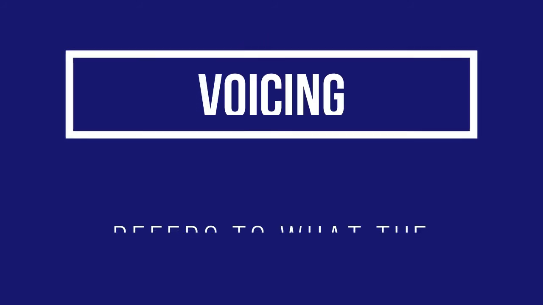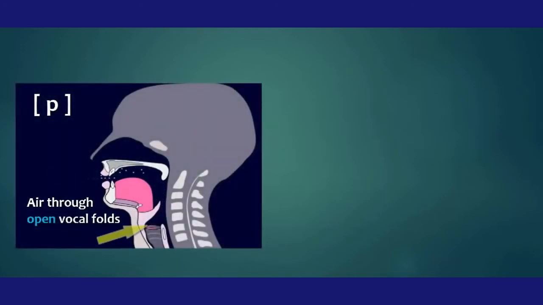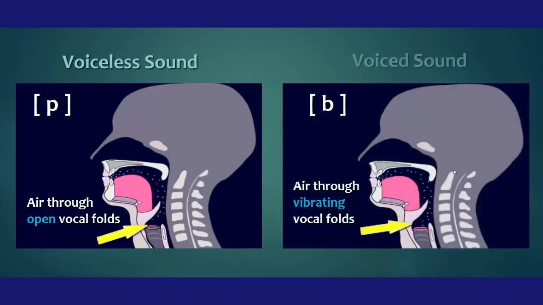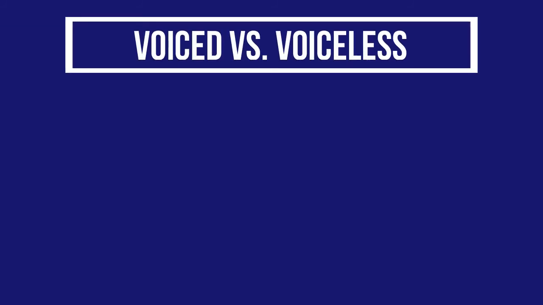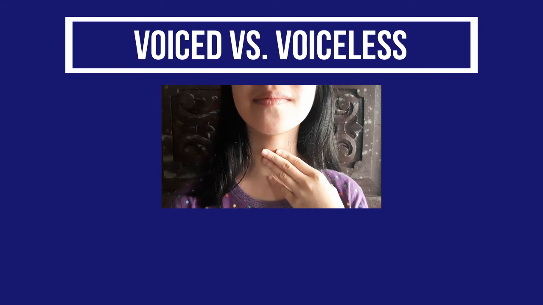Voicing. Voicing refers to what the vocal folds are doing. When air passes through open vocal folds, we call this voiceless sound. But when the air passes through vibrating vocal folds, we call this voiced sound. You can feel the difference between voiced and voiceless sounds by putting your fingers in front of your throat. Try producing these two sounds while your fingers are in front of your throat.